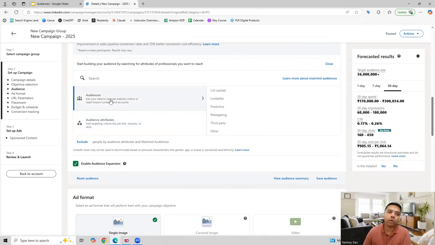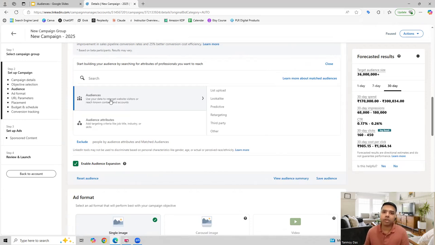But when we talk about audiences, this is your audience in the sense people who interacted with your website, people whose email ID or contact details you have collected over a period of time, people who are similar to your audience who usually interact with your website. So all those kind of audiences we can target from the audiences section.